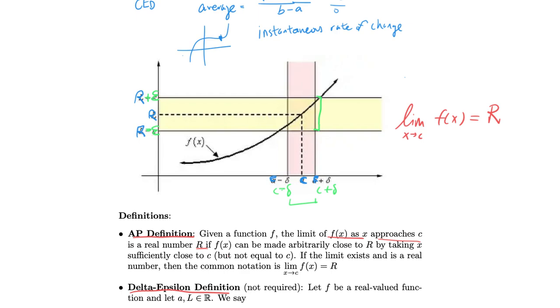So let me just reiterate that. What we're trying to show is that however close we want to get to r, we can always achieve it with some interval close to c. So I'm really just reiterating what it says here. For any interval, however close we want to make to r, we can always find this neighborhood around c that satisfies falling within this y interval. So this is essentially what it's trying to say.